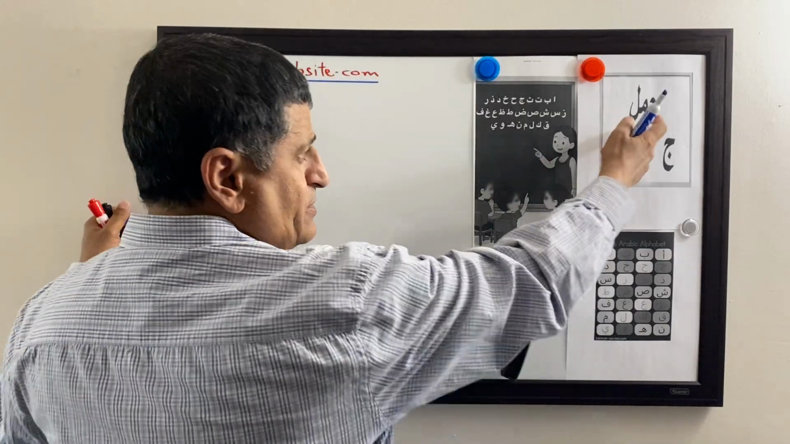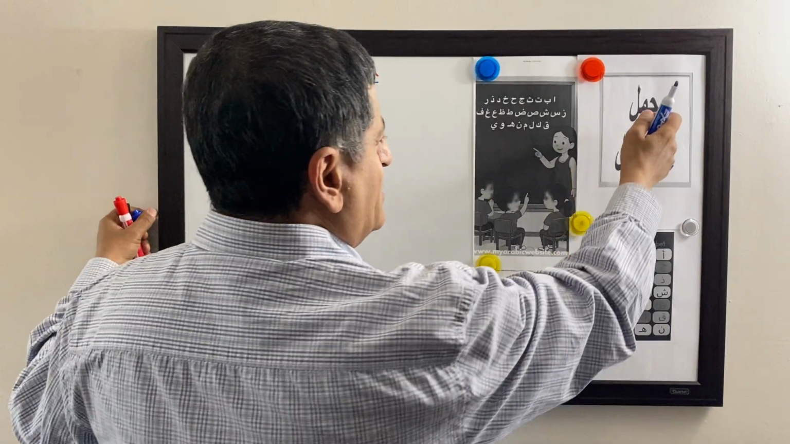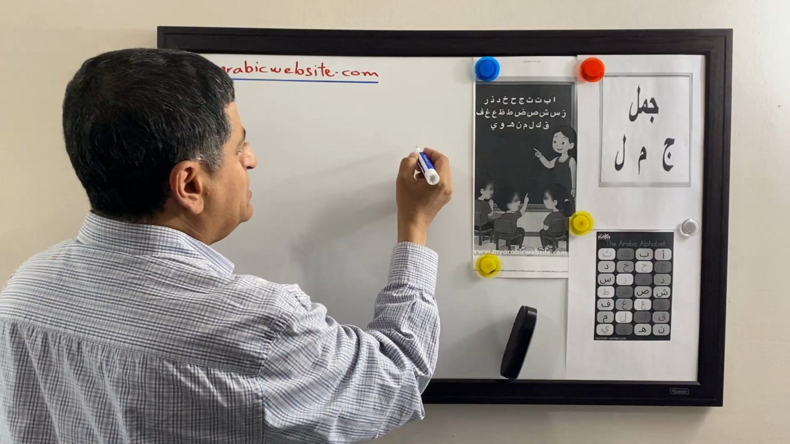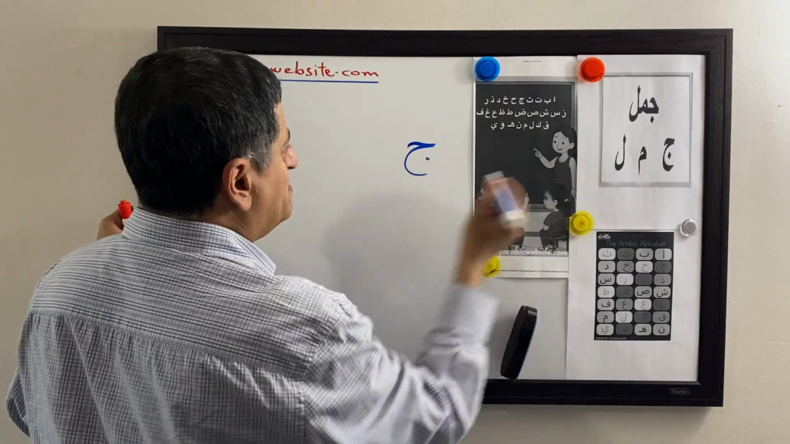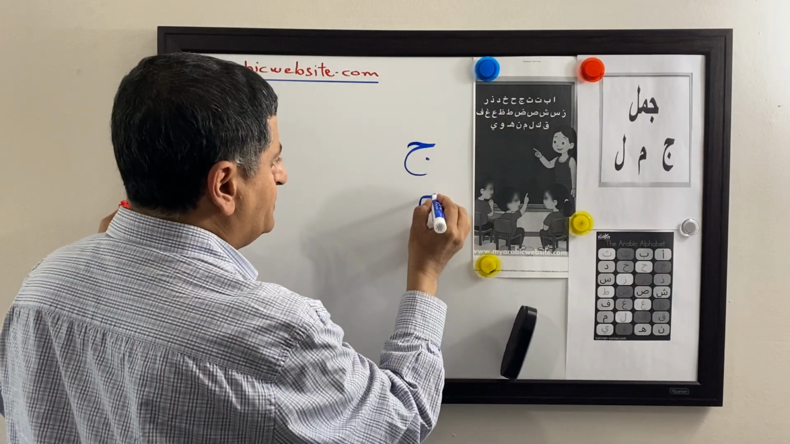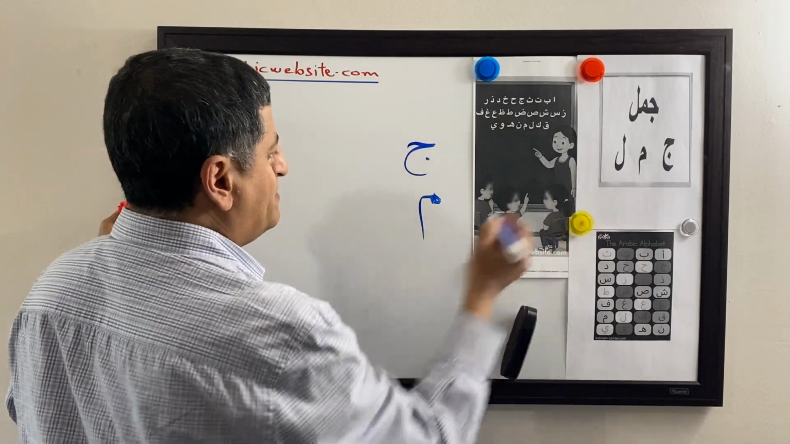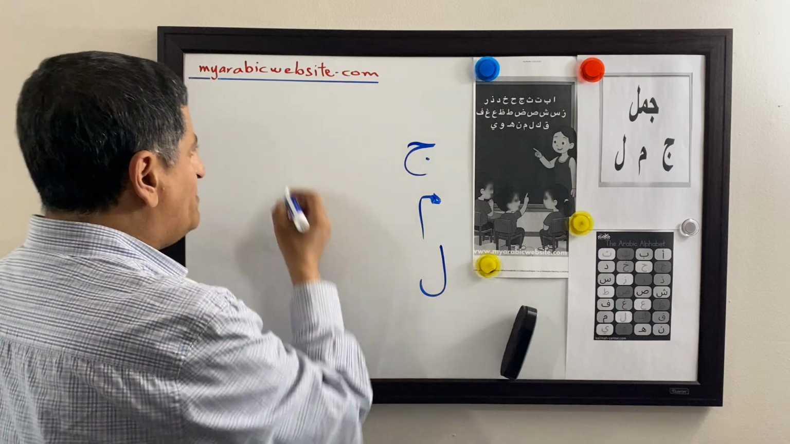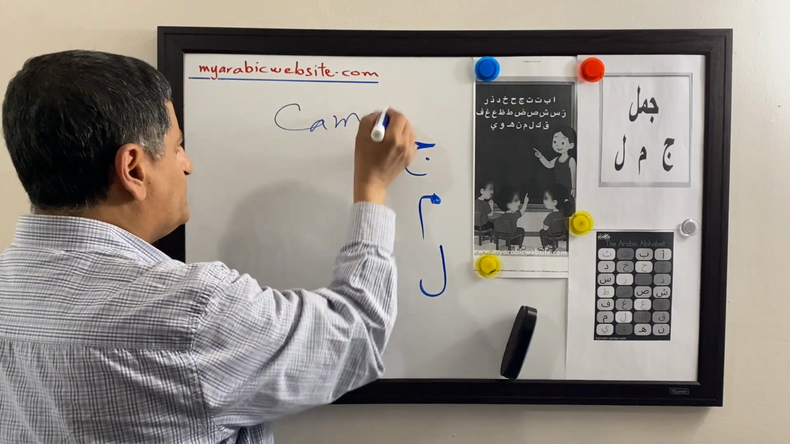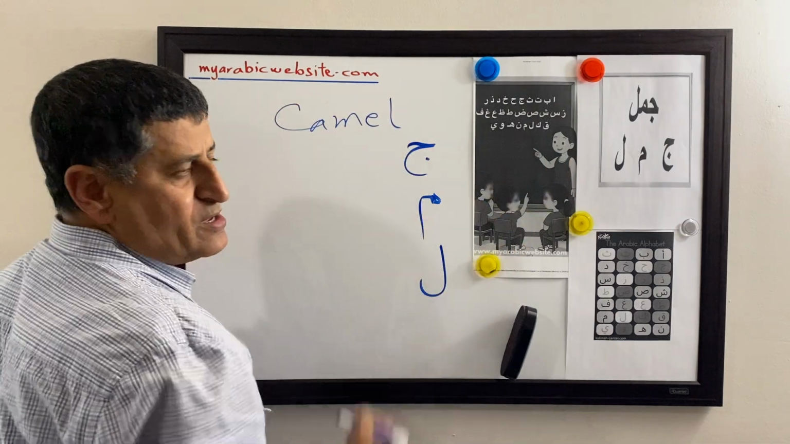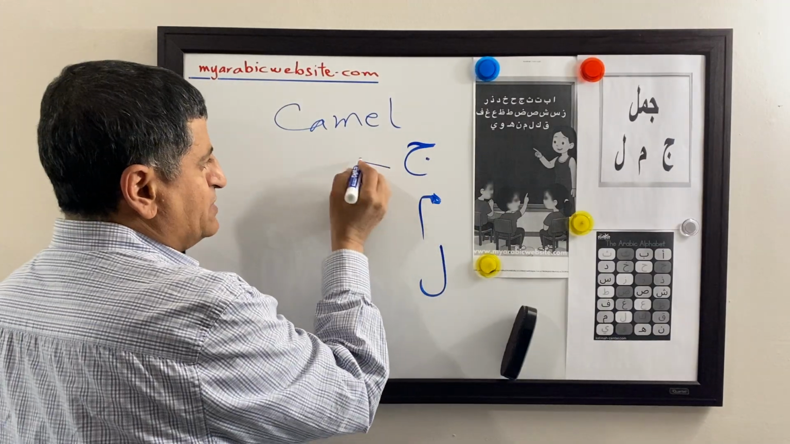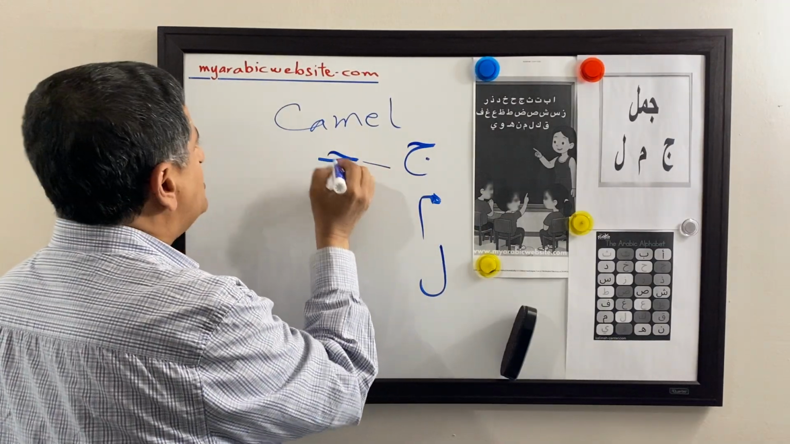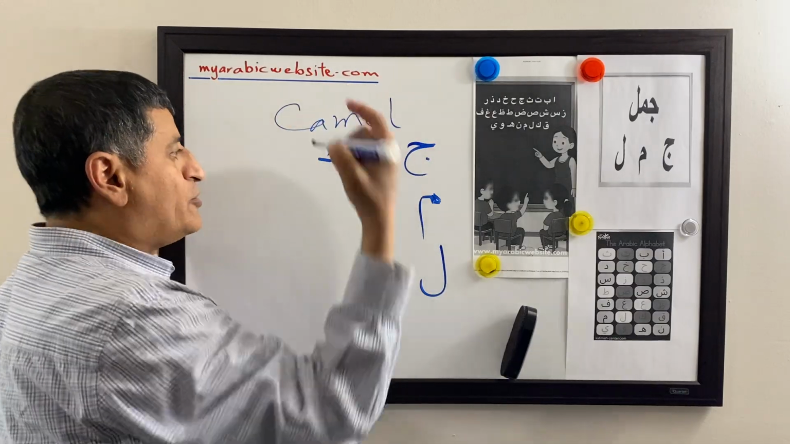We will do one example here. We have Jamal. So Jim, Mim, and Lam. So Jamal means camel, the name of an animal.